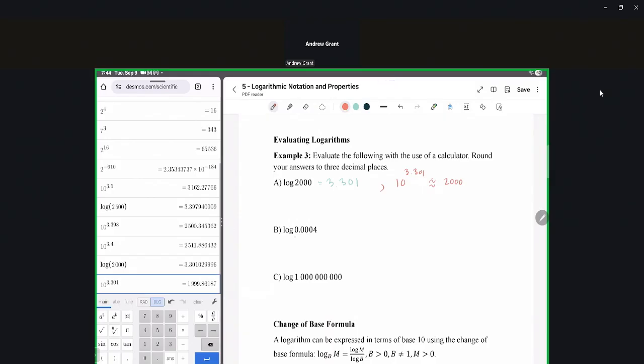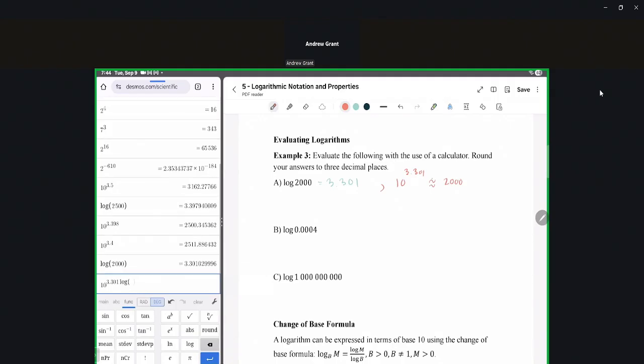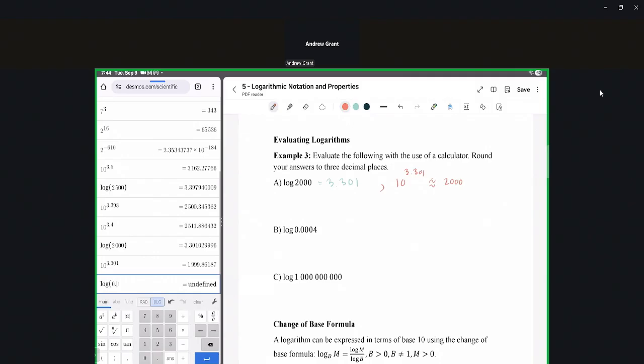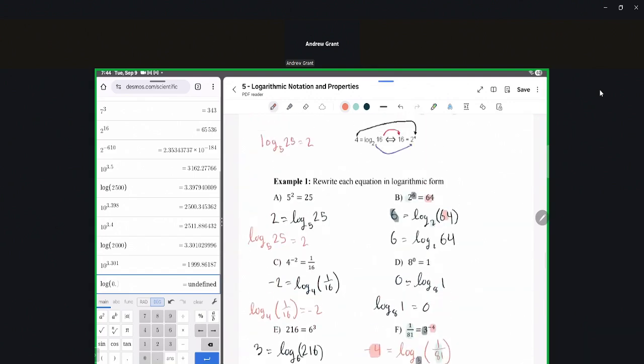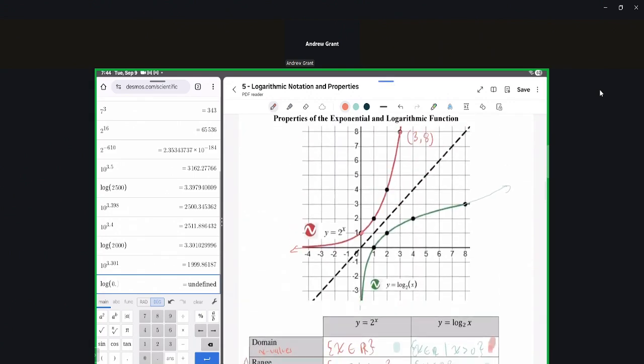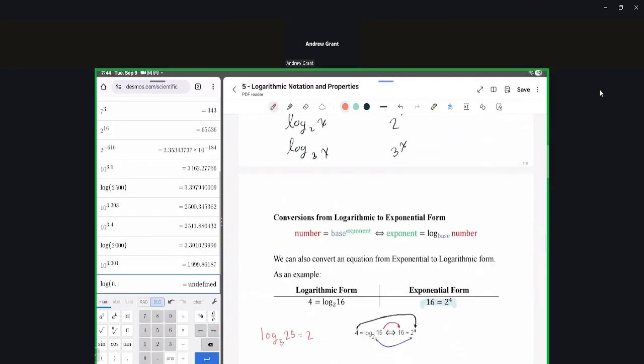Okay. What about log of 0.004? Sure, we can do that. Let's type in log of 0. If you notice here, log of 0 is undefined because that's a vertical asymptote that we saw from above, correct? I just wanted to make sure you saw that.